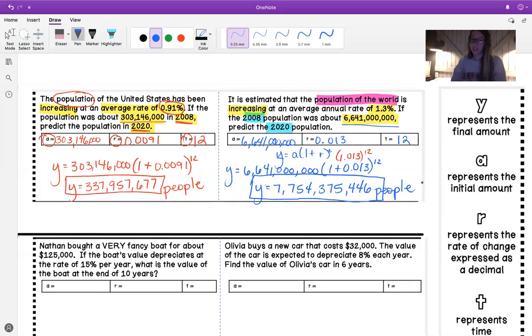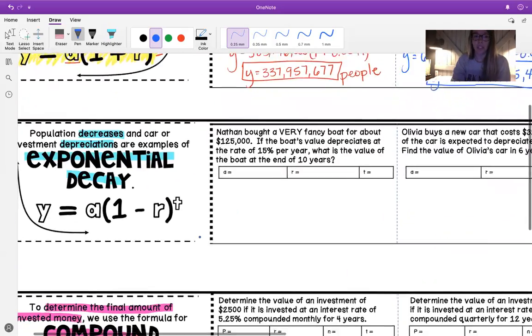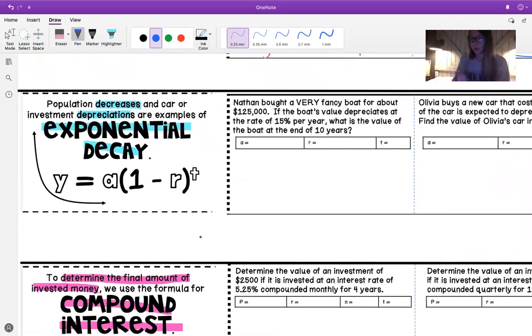Okay, so that's the formula that everyone uses, in the whole world, to make those types of predictions. All right, now let's look at exponential decay. Let's try to spot those keywords that help us know that we're talking about how much something is decreasing.